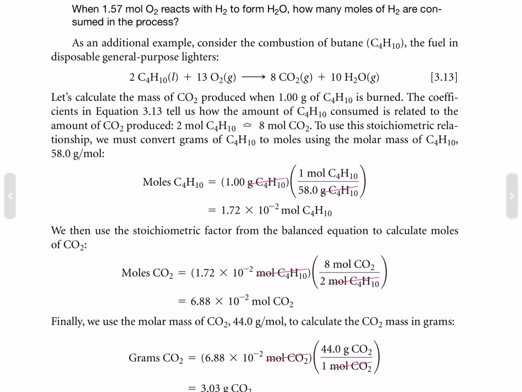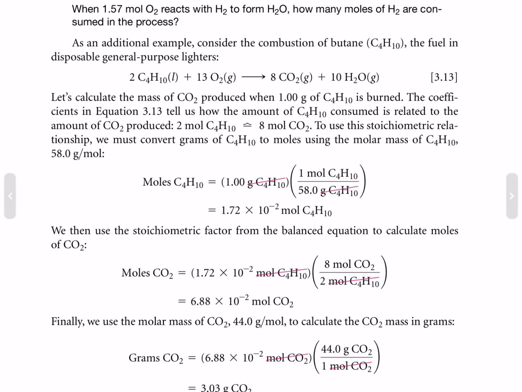Moles are related to moles. It's 2 moles is equivalent to 8 moles. It's not 2 grams equivalent to 8 grams. So moles of butane: 1 gram of butane is what we're given, at 58 grams of butane per mole. Grams cancel, leaving you 1.72 times 10 to the negative 2 moles of butane.